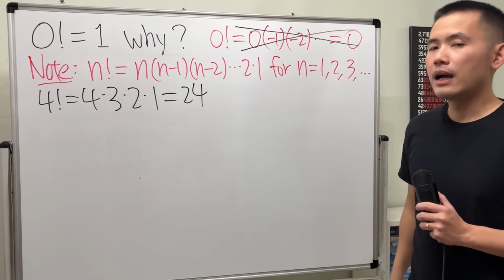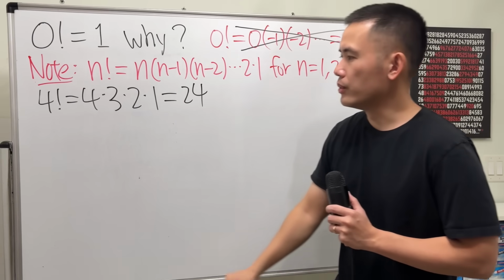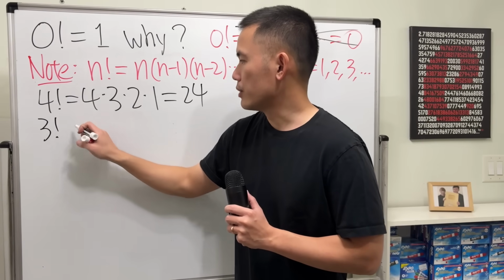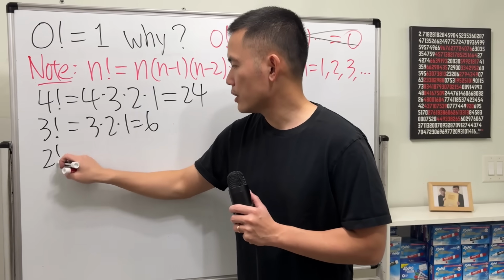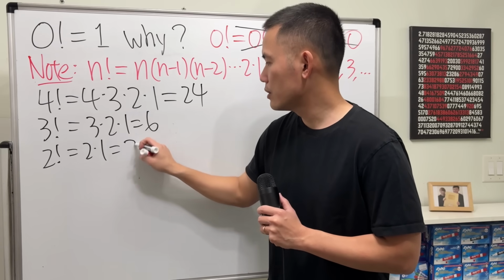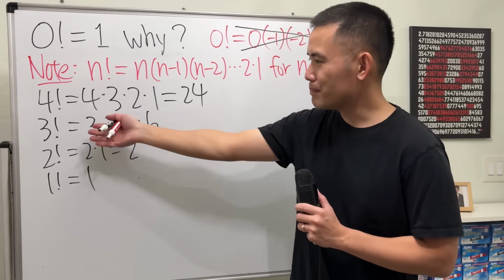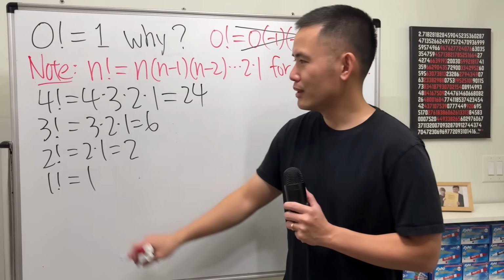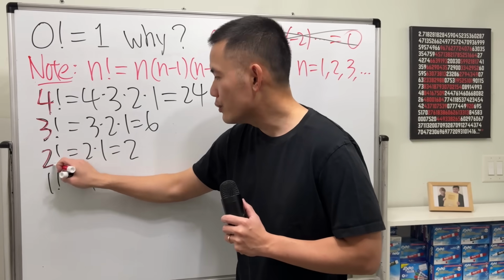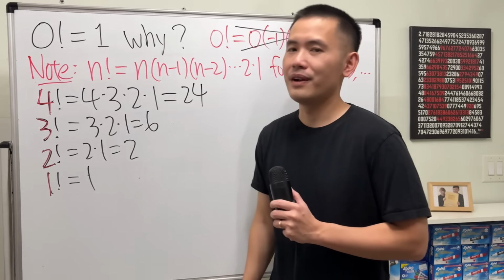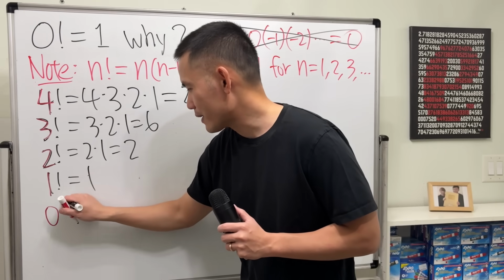So now, how do we get 0 factorial? Let's have a look at this and then continue. If we put down 3 factorial, that's 3 times 2 times 1, 6. 2 factorial, 2 times 1, 2. 1 factorial, 1. Now, what's the pattern that I'm doing on the left-hand side? 4 factorial, 3 factorial, 2 factorial, 1 factorial. You know what's coming? 0 factorial.